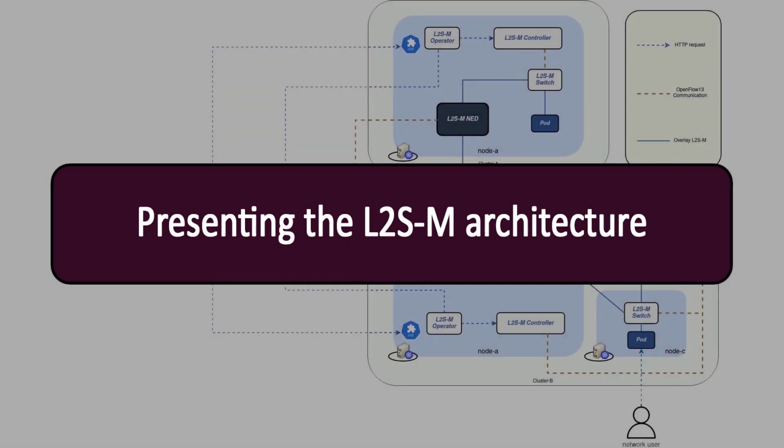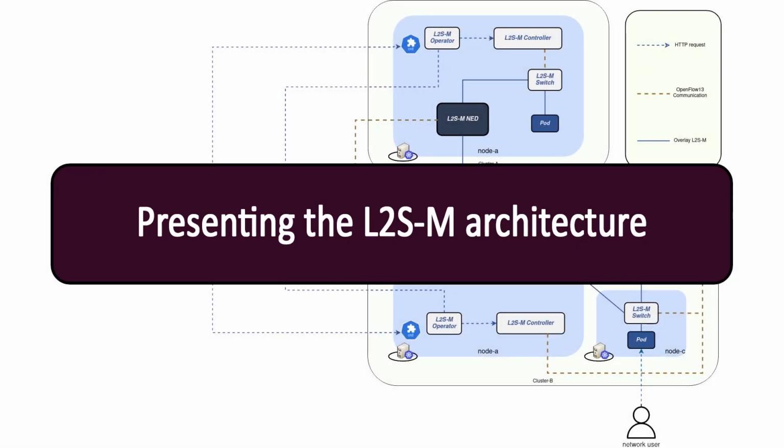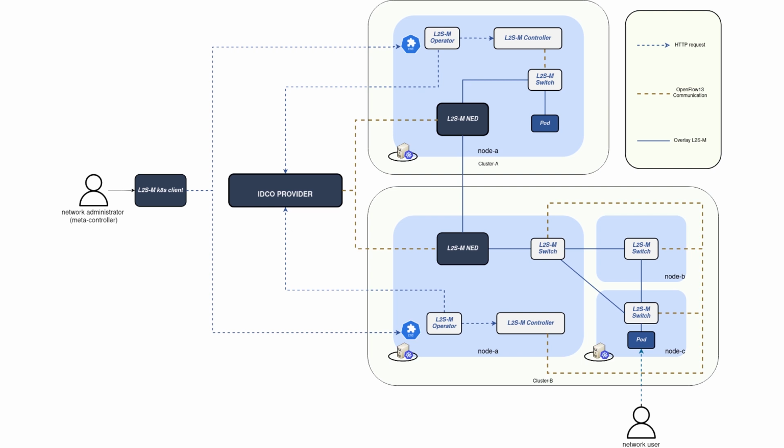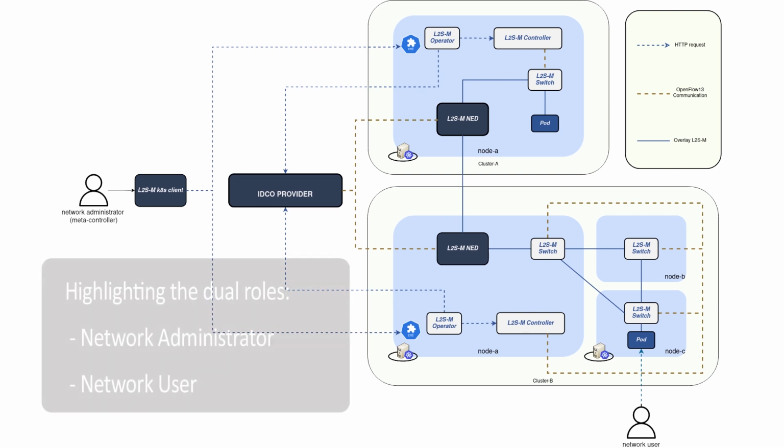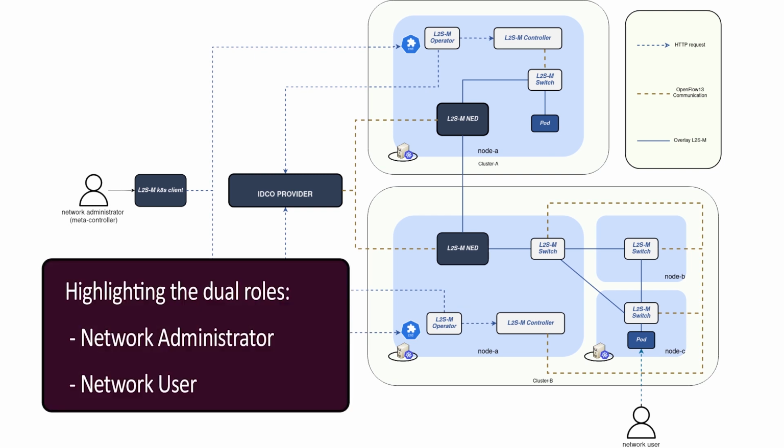In short, what LTOSM does is connect over layer 2 microservices that are in different Kubernetes clusters, using the so-called LTOSM networks. First, we are going to briefly see the architecture diagram. I like to focus on how there are two types of roles.